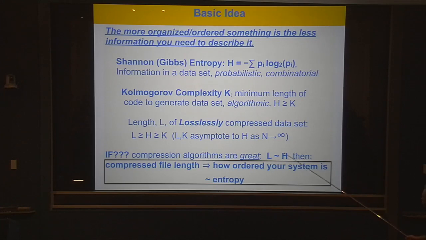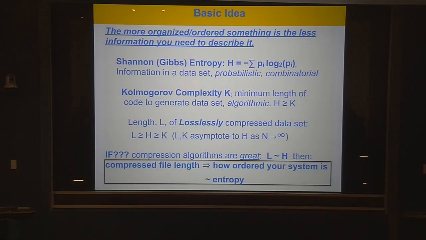The next thing you can do is look at lossless compression. Lossless data compression is a way of trying to approximate what the Kolmogorov complexity is. It's trying to reduce the information to the smallest data file you can, from which you get the complete information back. So if compression algorithms are great, then what you get from the length of a compressed file from the data set is, essentially, the entropy.